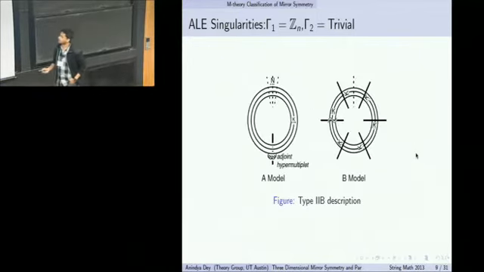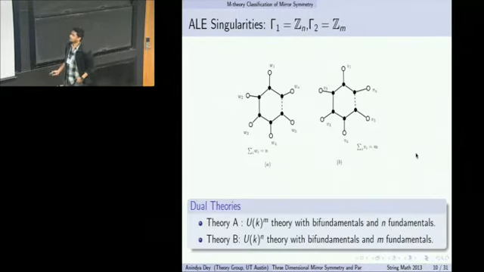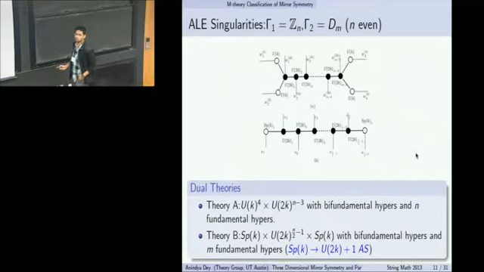And the type 2B description of this thing is also very well known. It involves these D3 branes wrapped in a circle, and then with an NS5 brane and a bunch of D5 branes, and it's S-dual. Similarly, if both singularities are of A type, you get this kind of a quiver diagram, and this is also very well understood.